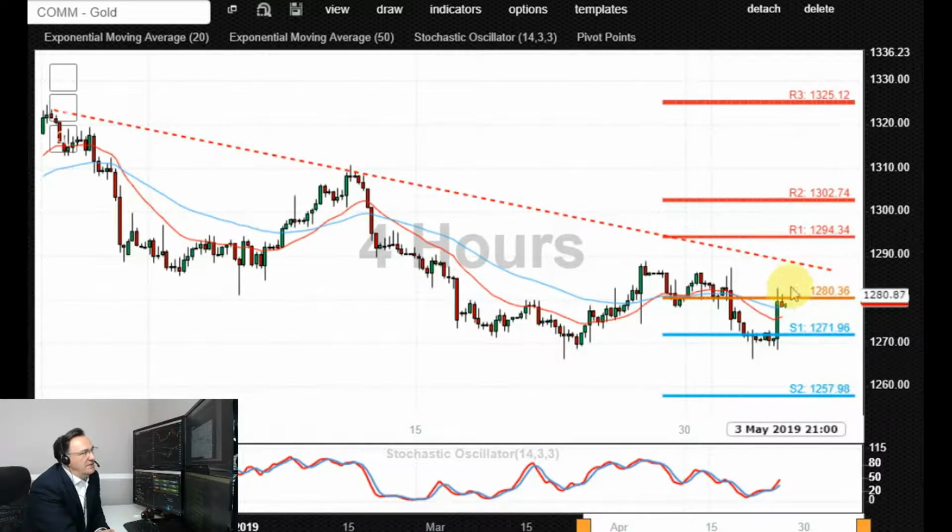Alternatively, if we see a spike higher and end of day close above 1290, retest into 1294, and then a retest of this falling resistance trend line from above as a newly found support, and a spike higher, some aggressive buying above 1290, 1294 would change the outlook and target 1300, 1302, possibly 1310, 1318, 1325, possibly even 1333 on the upside.